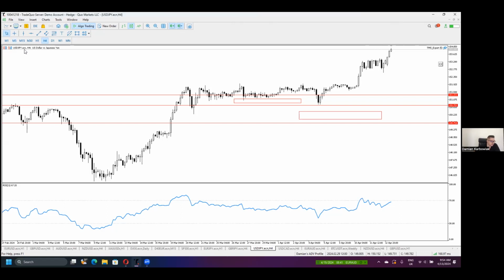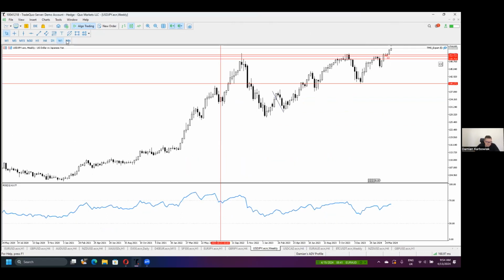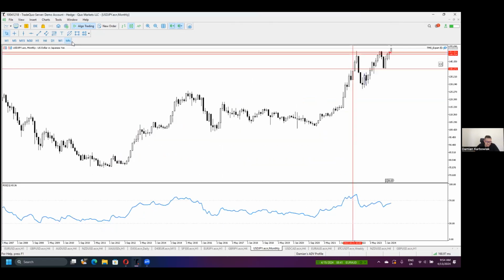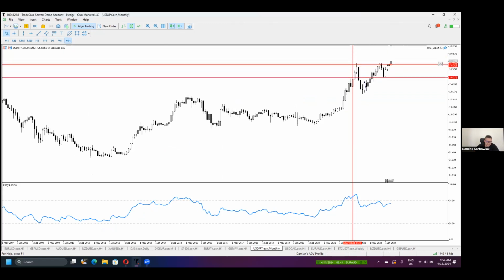And again, the last one, USD JPY. USD JPY hit the top and is going up. USD JPY is following, simply speaking, the US dollar index. Once the US dollar index goes up, once the dollar gets stronger, then USD JPY will go higher.